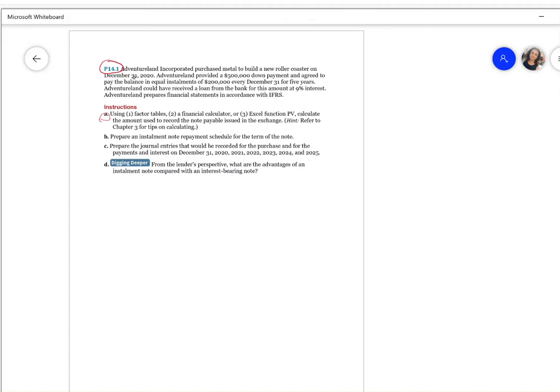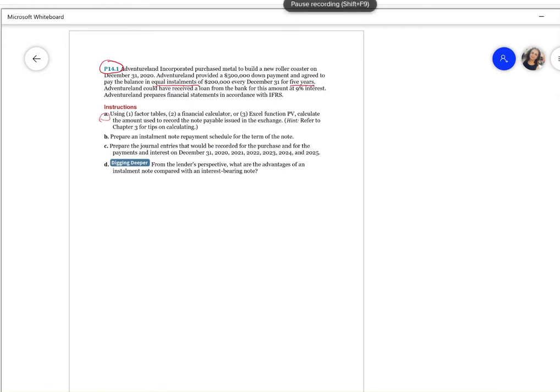What happens is that Adventure Incorporated purchased a metal building to build a new roller coaster on December 31st, 2020. Adventure provided a $500,000 down payment and agreed to pay the balance in equal installments of $200,000 every December 31st for 5 years.